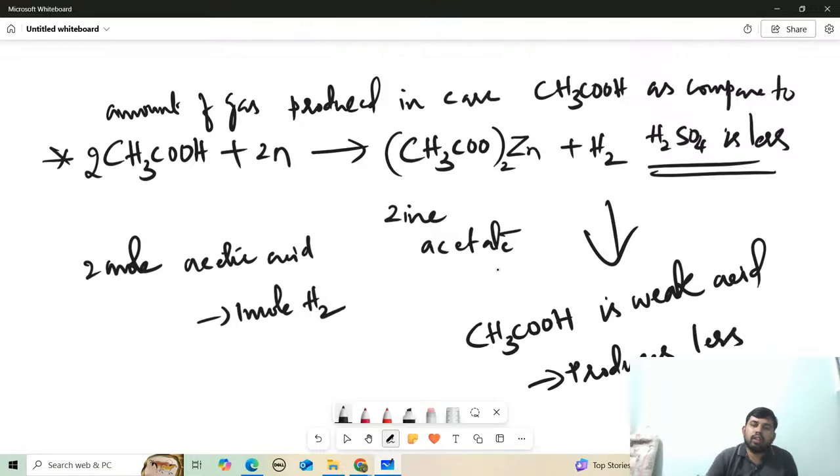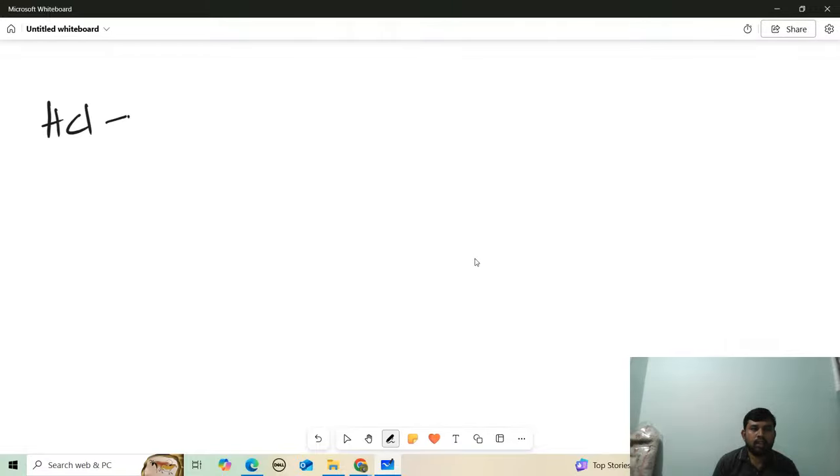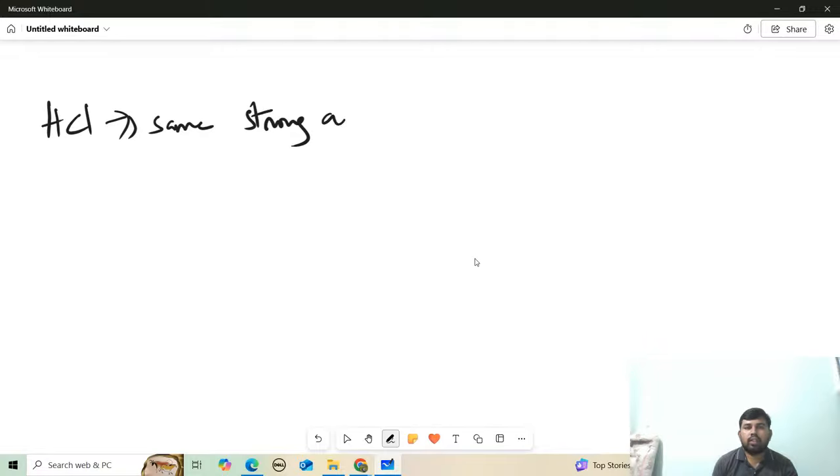Less H plus ions are produced. That's why they given this one, to trap you people, three things are given here. In case of HCl, the same amount, because it's a strong acid. But you should remember, 2 moles of HCl will produce 1 mole of H2.